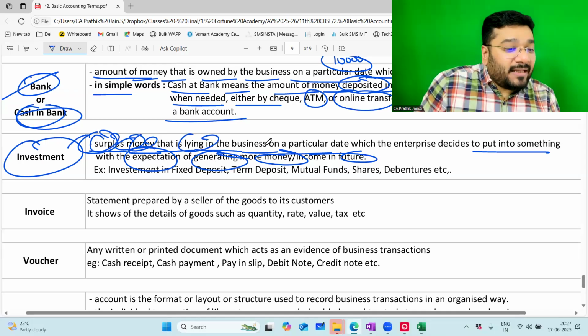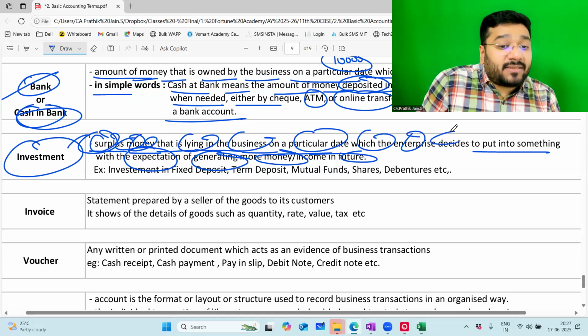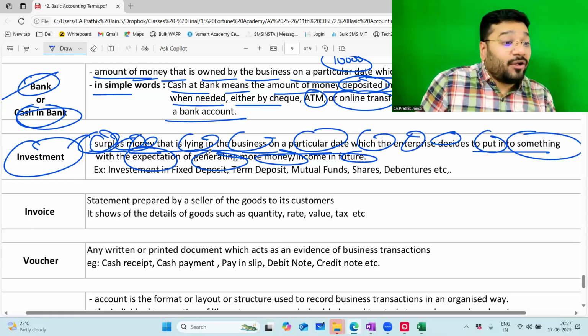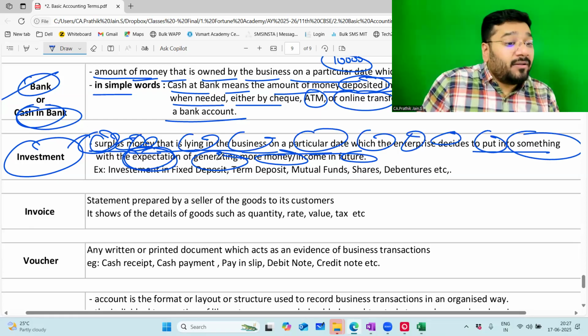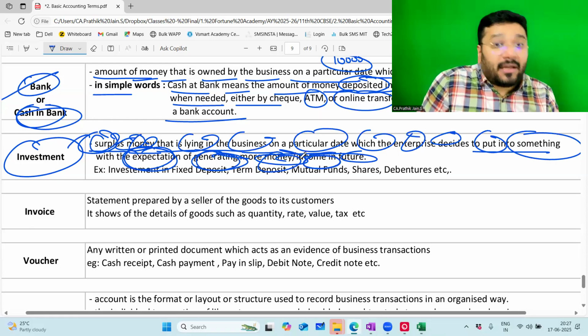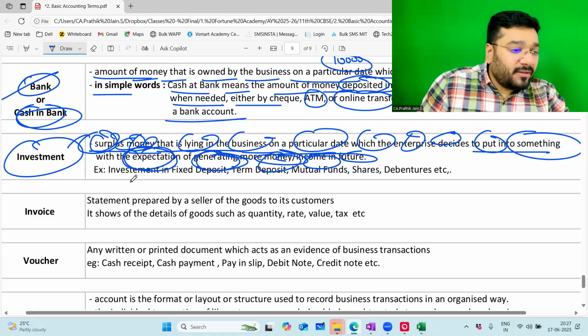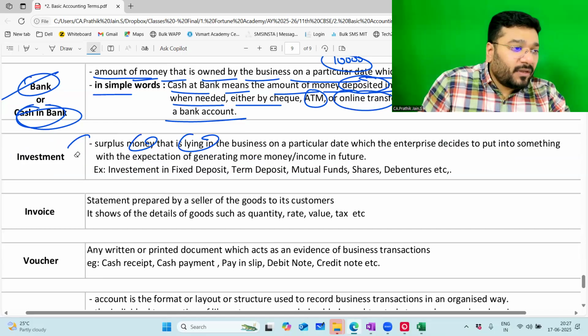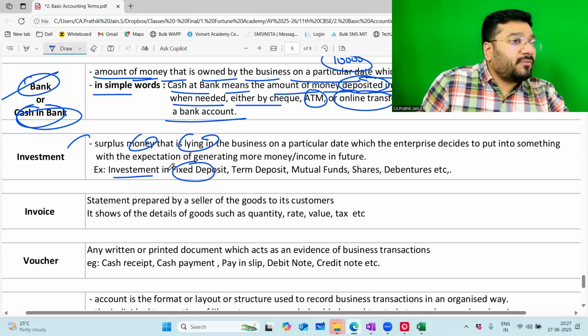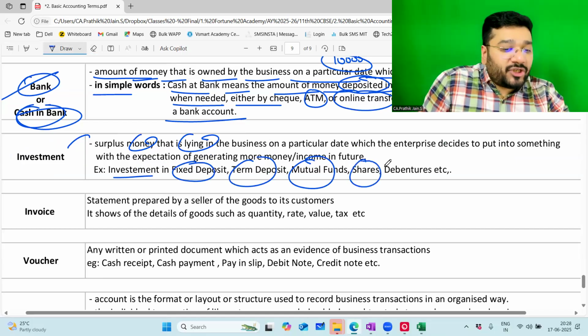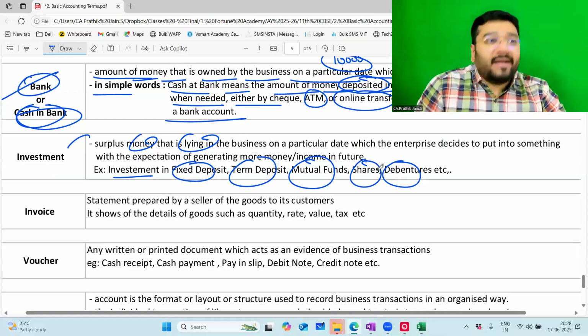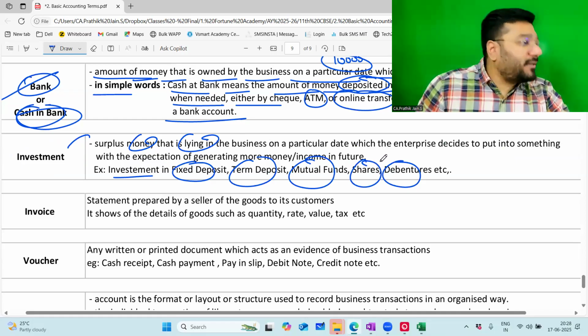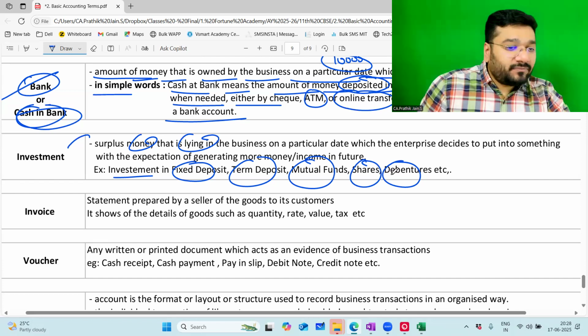Surplus money that is lying in the business on a particular date, which the enterprise decides to put into something, expecting the generation of more money or income from that money, is called investment. Where do you do the investment? I might invest money in fixed deposit, term deposit, mutual funds, shares, debentures, gold, land. All these are investment.